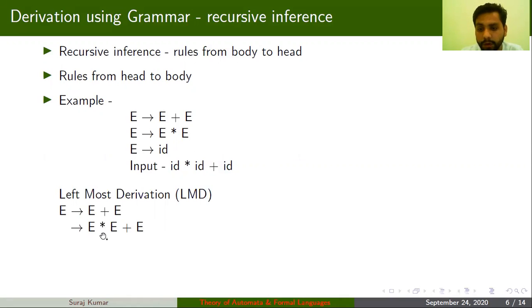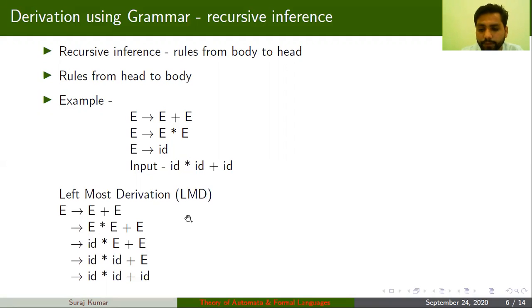Now you have three different variables E, but your leftmost variable is this one. So you can replace this E with the production rule E implies id, and the rest of the string will remain the same. Now your variables are this E and this E. So now you can replace this E with id, this rule. In the next step you can replace this one with id.